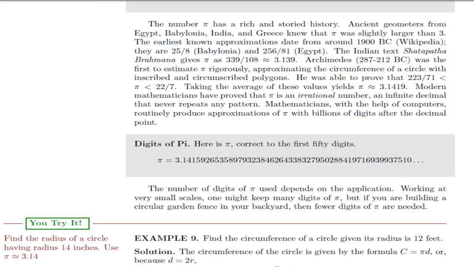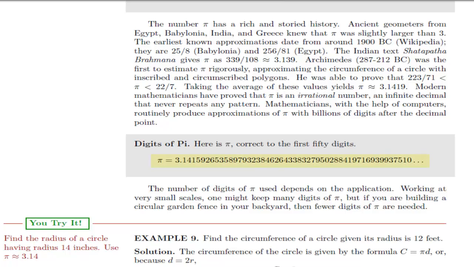Archimedes was the first to estimate pi rigorously, approximating the circumference of a circle with inscribed and circumscribed polygons. He was able to prove that pi is greater than 223/71 and less than 22/7. Taking the average of these values, he used pi ≈ 3.1419. Modern mathematicians have proved that pi is an irrational number, an infinite decimal that never repeats any pattern. Mathematicians, with the help of computers, routinely produce approximations of pi with billions of digits after the decimal point.